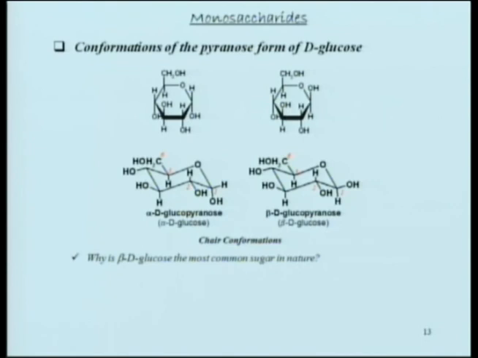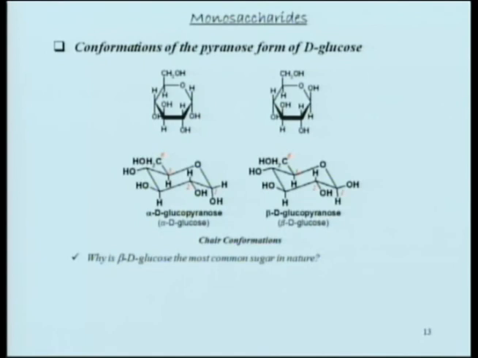And for that matter, all molecules that can show this kind of cyclic form would exist, with differences primarily because this OH might be here or this OH might be here, and things of that sort. Substituent effects will make a difference.